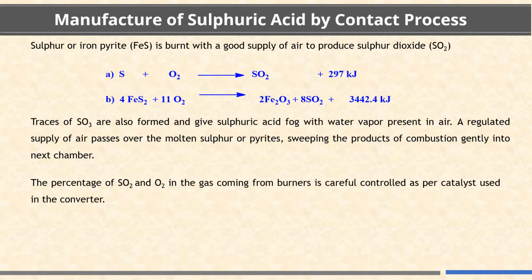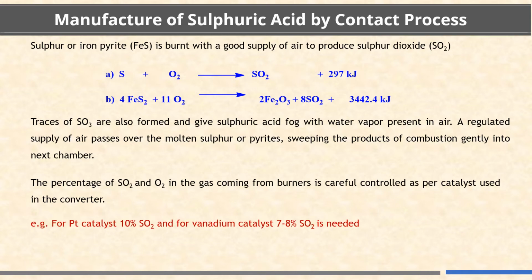The percentage of SO2 and O2 in the gas coming from burners is carefully controlled as per the catalyst used in the converter. For example, for platinum catalyst 10% SO2 and for vanadium catalyst 7 to 8% SO2 is needed.